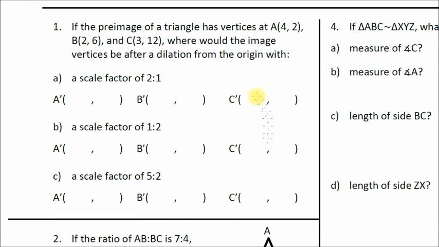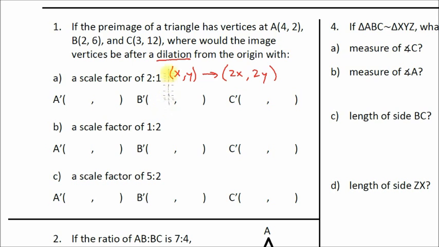Question number 1, if the preimage of a triangle has vertices of A, B, and C, you can see we have existing vertices of the preimage. Where would the image vertices be after a dilation from the origin? So we're doing a dilation from the origin with a scale factor of 2 to 1. That means the scale factor of 2 over 1, which is 2. Our transformation notation would look like this.